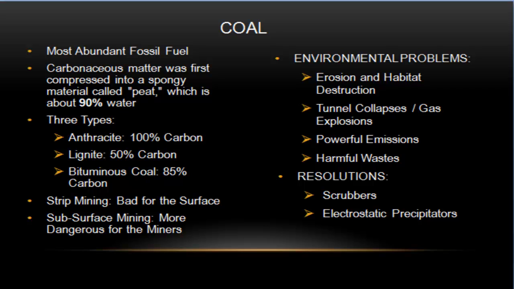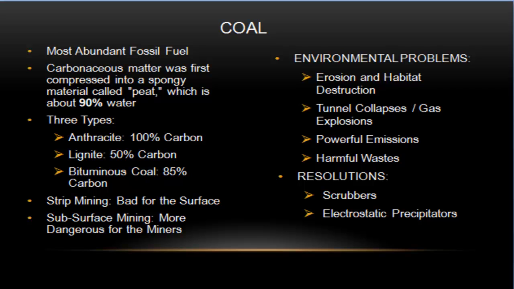Coal. It's the most abundant fossil fuel. It's carbonaceous matter, and it was first compressed into a spongy material called peat, which is about 90% water. Now, there's 3 types of coal. There's anthracite, which is 100% carbon. This is the hardest coal. Then there's lignite, which is 50% carbon. And then there's bituminous coal, which is 85% carbon, and this is the most common type, especially found here in Virginia.